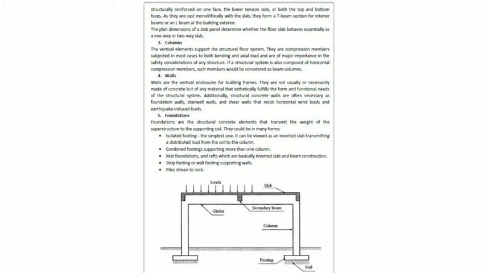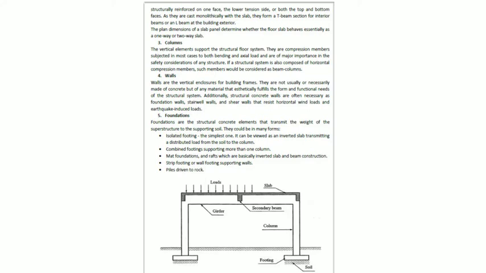4. Walls. Walls are the vertical enclosures for building frames. They are not usually or necessarily made of concrete but of any material that aesthetically fulfills the form and functional needs of the structural system. Additionally, structural concrete walls are often necessary as foundation walls, stairwell walls, and shear walls that resist horizontal wind loads and earthquake-induced loads. 5. Foundations.